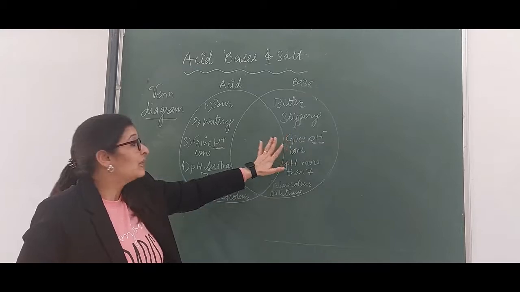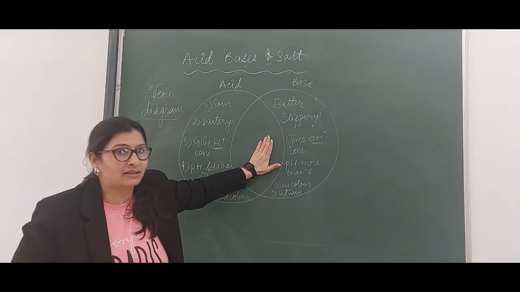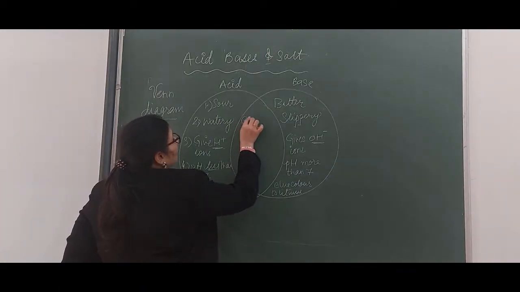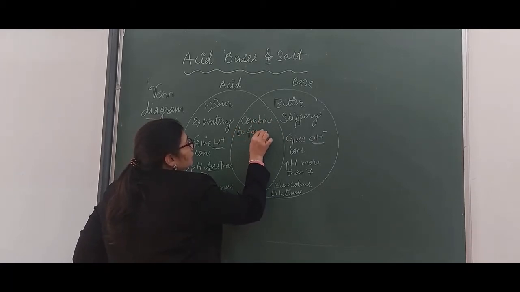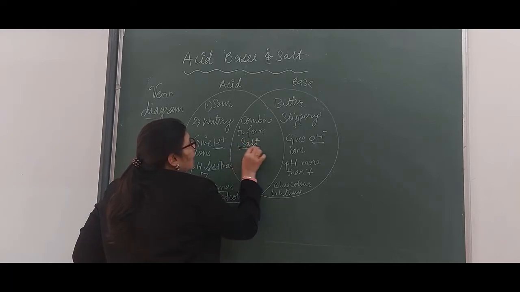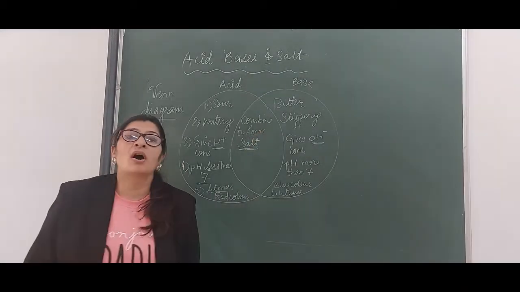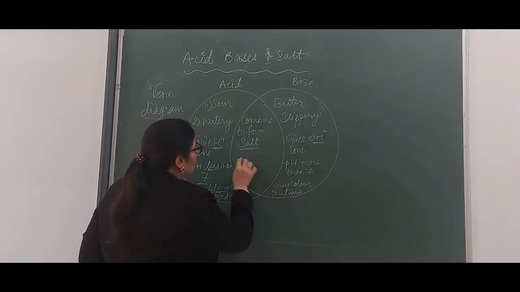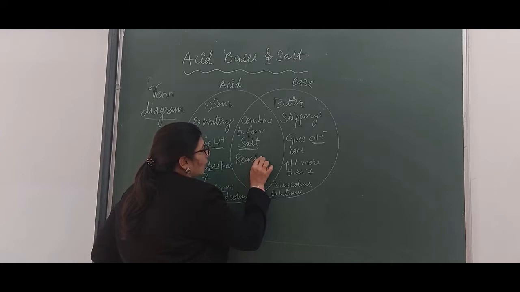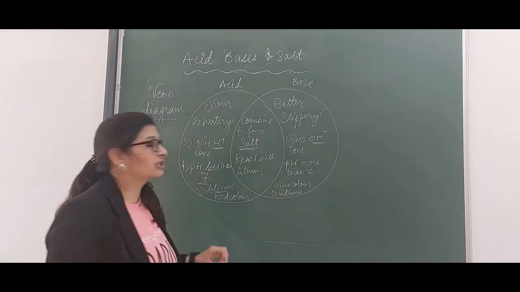These are different characteristics. Now when the two come together and react, what happens? They combine to form salt. How they form salt, that we will do. So one common point is that they combine and form salts together. Second thing you can write is that both react with litmus. So these are the common characteristics of acid and bases.